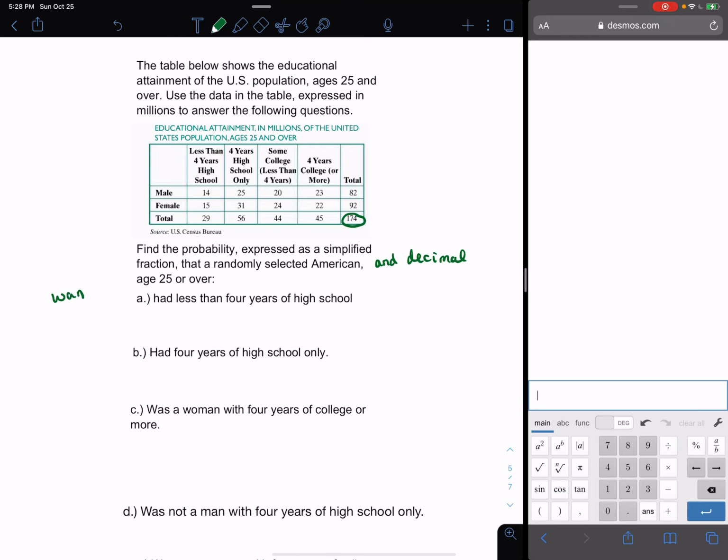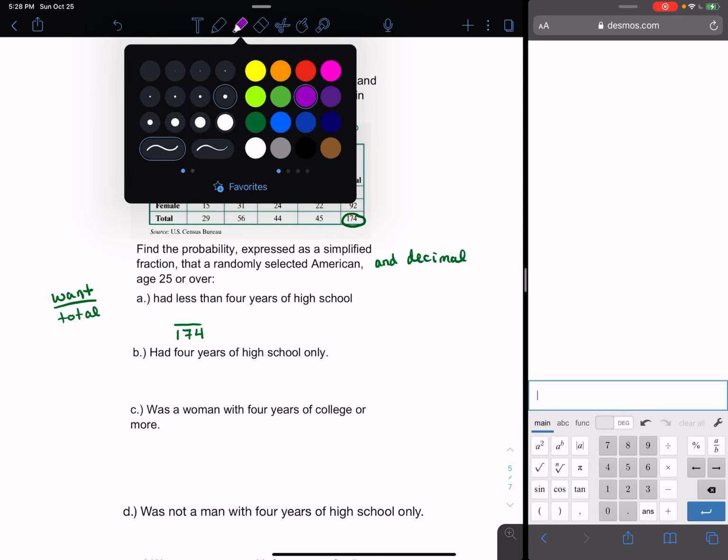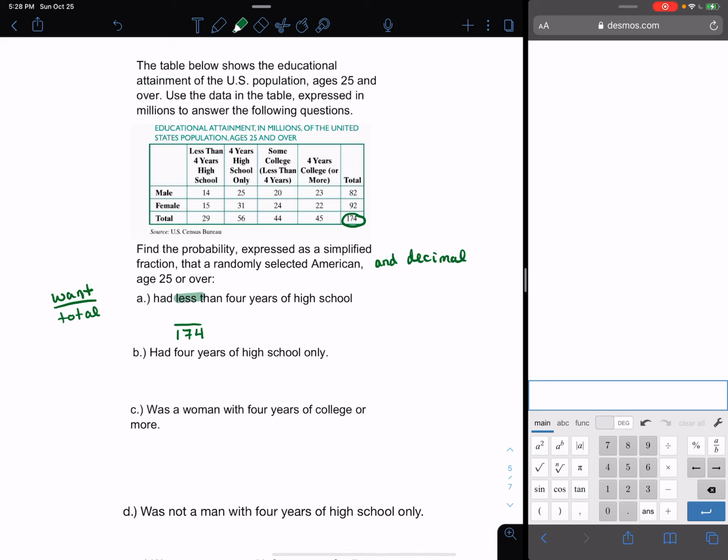So remember, it's what we want over the total amount. So I know that denominator is going to be 174 because that's the total number of people we've collected data on. If we're looking at all of the people that had less than 4 years of high school, notice they're not breaking it down into males or females. So I'm going to look at this less than 4 years of high school, and I'm going to go down to the total amount. So that gives me 29 over 174.